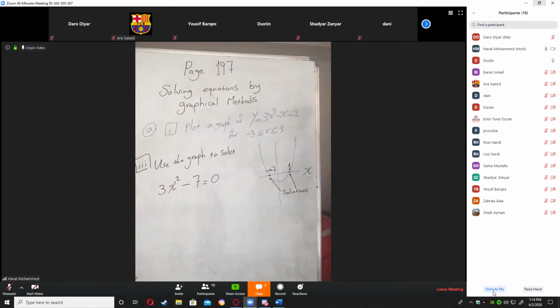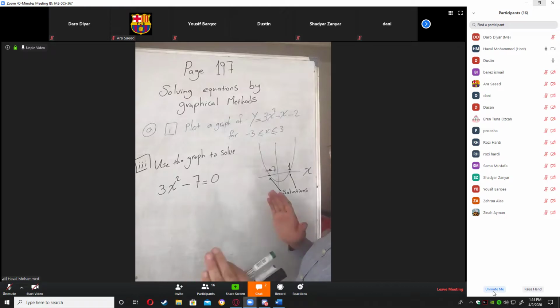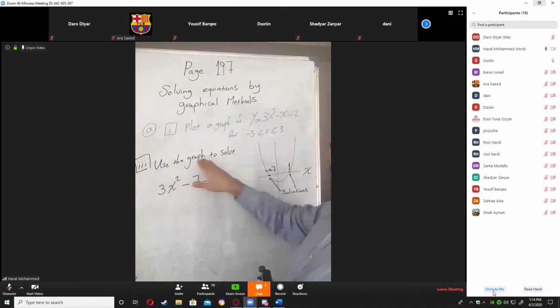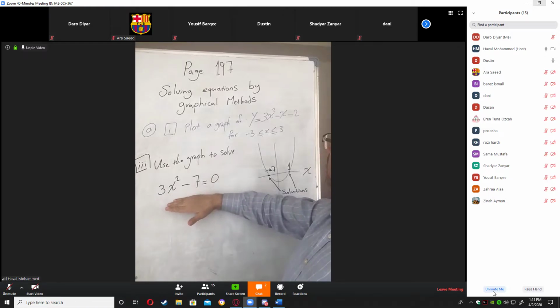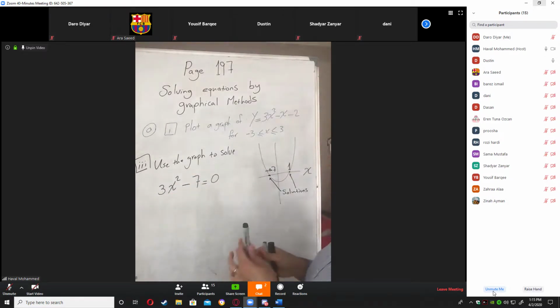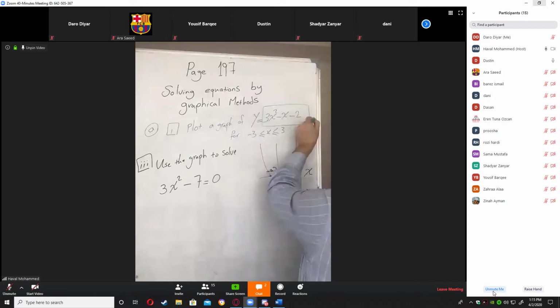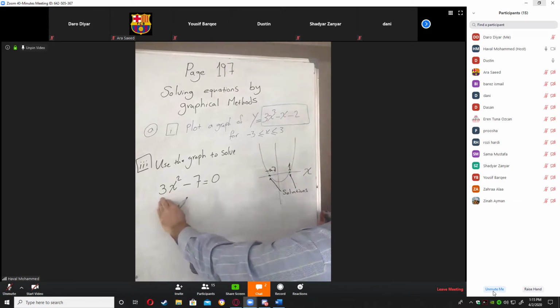This is like a brand new topic to you. We never studied this in the past, but I'll explain to you what are the steps or what are the rules you have to do. Again, it's saying use the graph to solve that. But when we look at this equation and compare it to the equation of the curve, first, we have 3x squared.